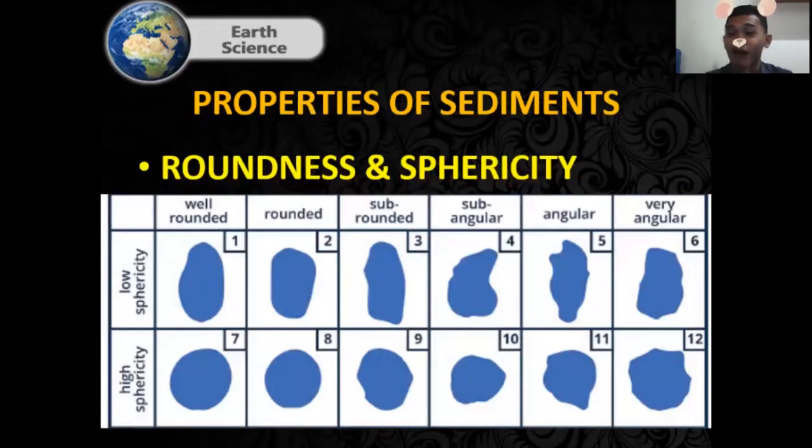I'm also feeling like the 5 and 6 classes were switched. But look at number 5 and 6, there is less chance that you can roll a sediment or move a sediment around. I hope that from this table, we understand better the roundness and sphericity as properties of your sediment.